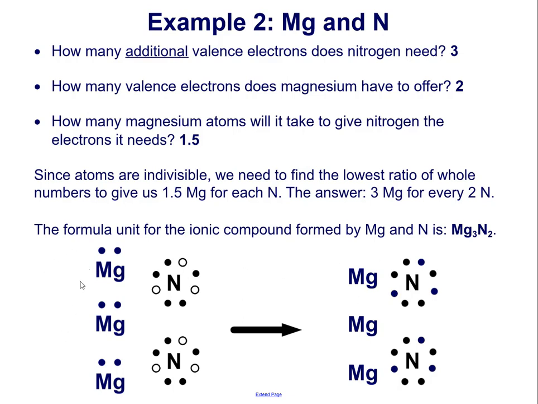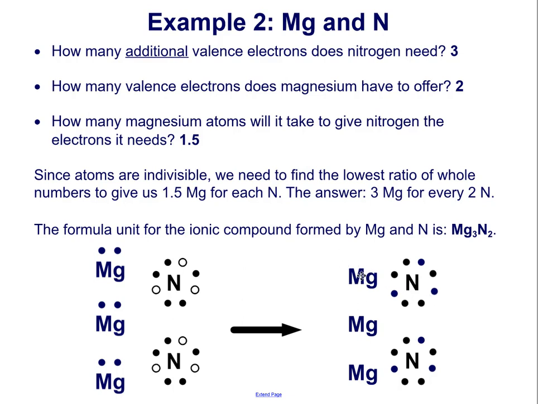And that's shown graphically here, where you see the 3 magnesium atoms with their 2 valence electrons each, and you see 2 nitrogens with places to put 3 valence electrons. By taking these and combining them, you can fill all the gaps. Nitrogen has a complete shell of 8 valence electrons.